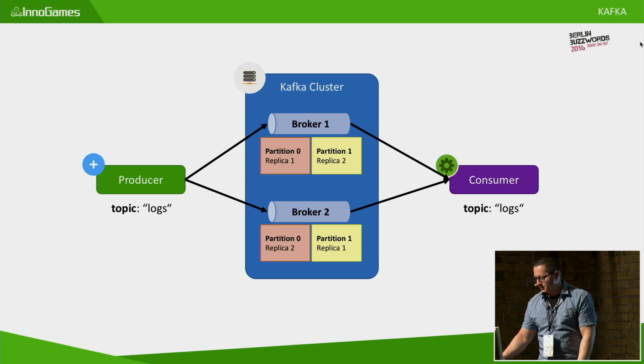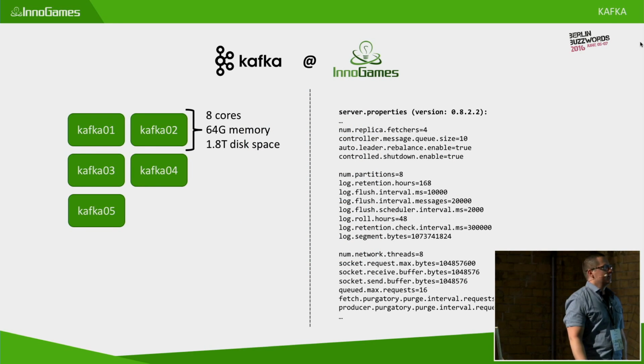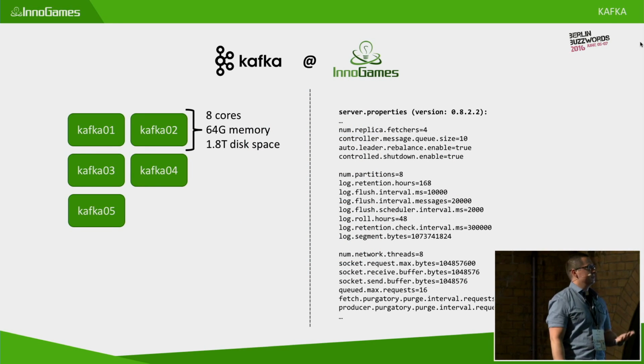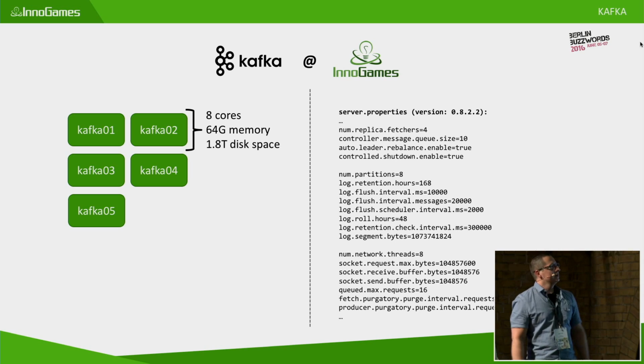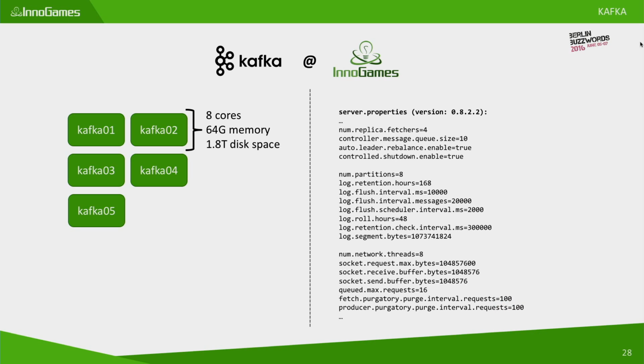But I think more interesting is how it looks at InnoGames. At InnoGames, we have 5 Kafka nodes with 8 cores, 64 gig memory, and 1.8 terabyte disk space each. And those are basically the settings, you can see them on the right. We are using Kafka 0.8.2.2, so we have to update soon because there are cool new features that we want to use, actually. And this is basically how it looks at InnoGames.